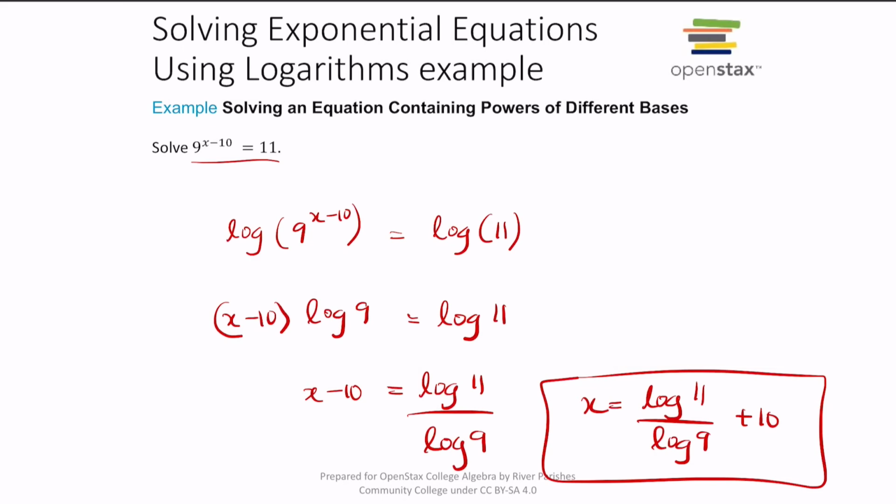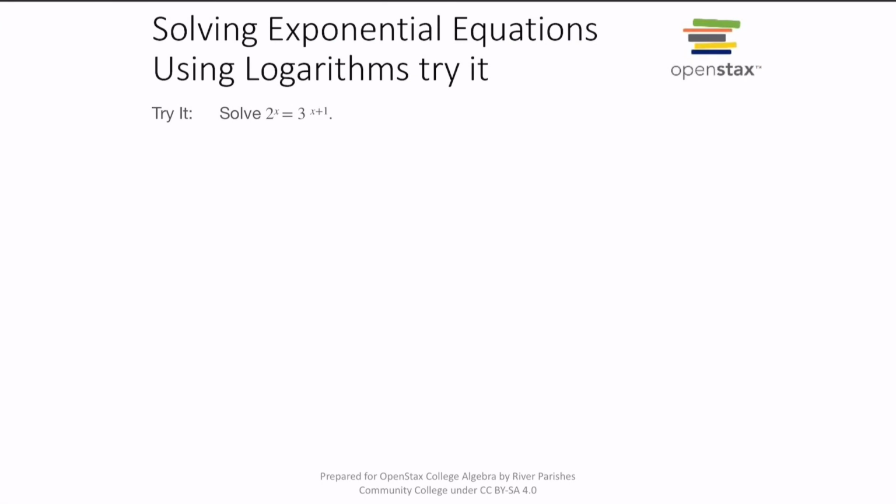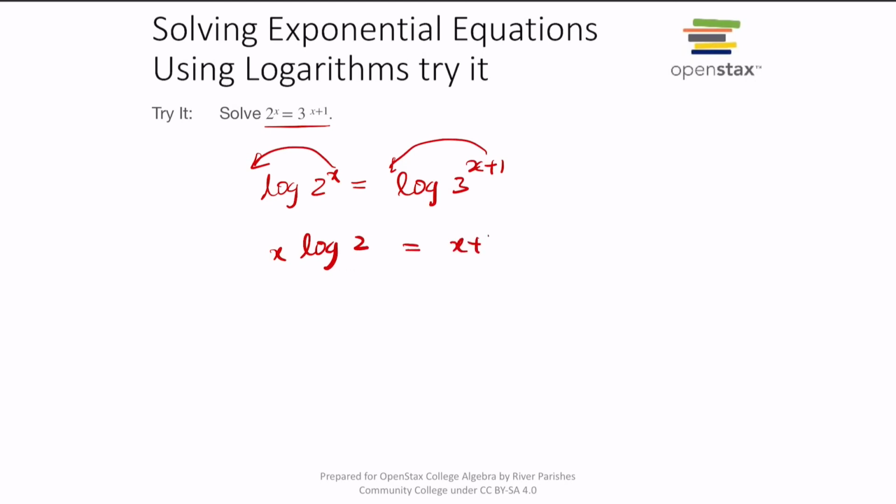This is the idea behind how to solve when you have different powers. Use the same principle here. Again, apply log on both sides. So log 2 to the power x equals log 3 to the power x plus 1. The powers will come to the front, so it becomes x log 2 equals (x plus 1) log 3.